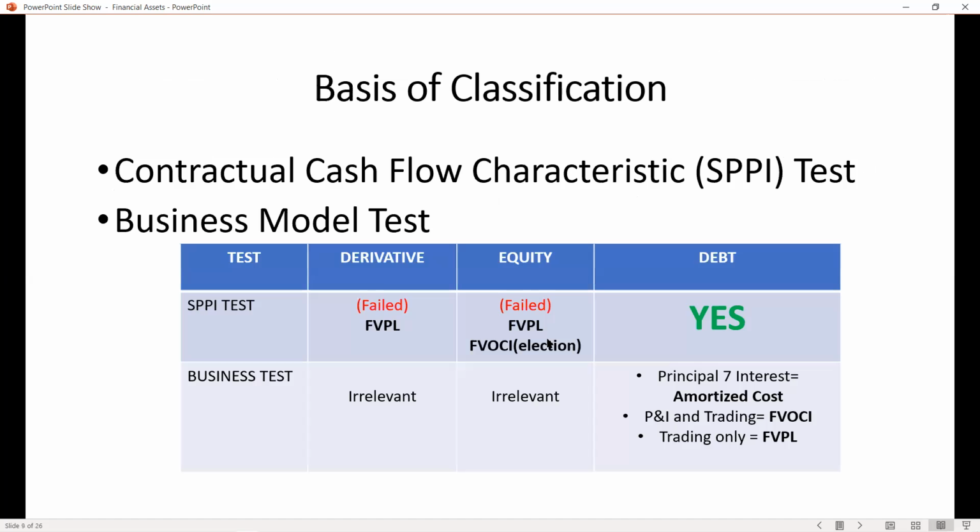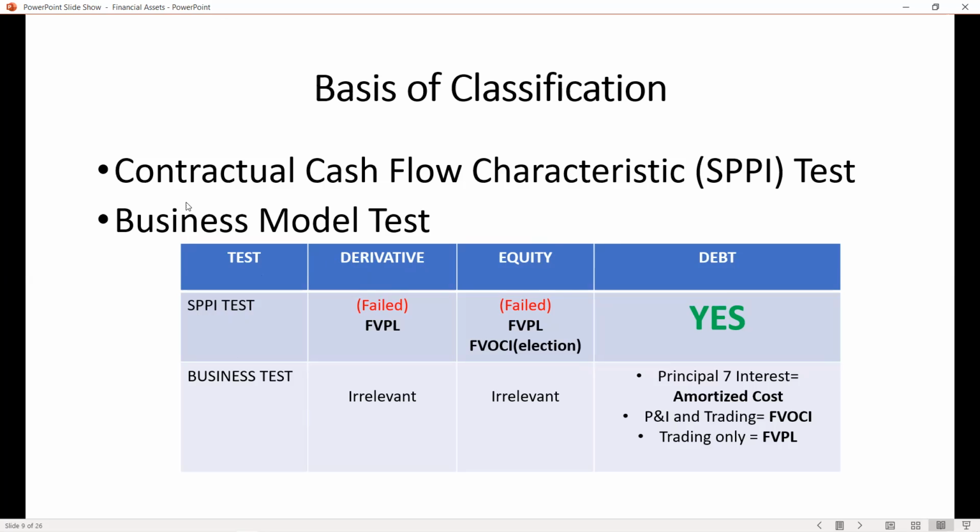But before that, what are the bases of our classifications? What are the things that we need to consider? We have two bases of classification. We have the contractual cash flow characteristic, or the SPPI test. SPPI means sole intention of collecting principal and interest. And we also have the business model test. We have here the three major financial assets: the derivative, the equity, and the debt security, and we have the two tests.